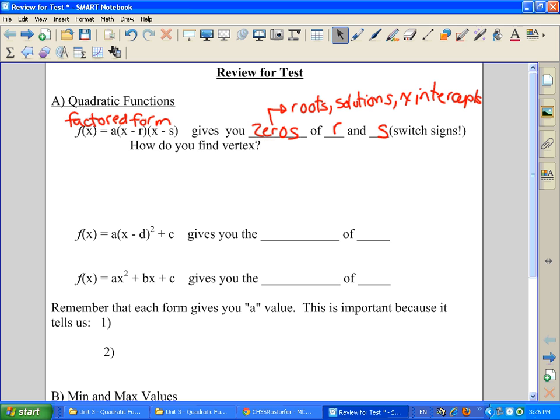All right. How do we then find the vertex? So number one, once you know your zeros or your roots, you use the formula r plus s divided by 2. This actually gives you the equation of the axis of symmetry. And then after you find that value, you're going to sub the x value into the function to find your y value, and then you'll have your vertex.